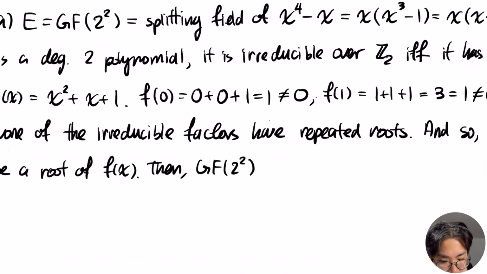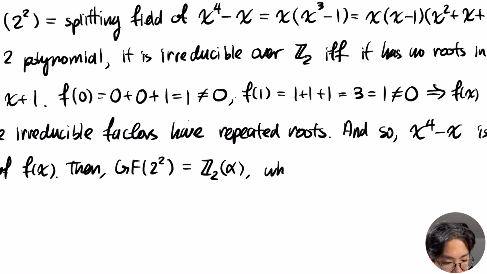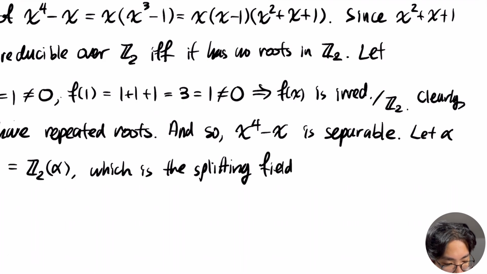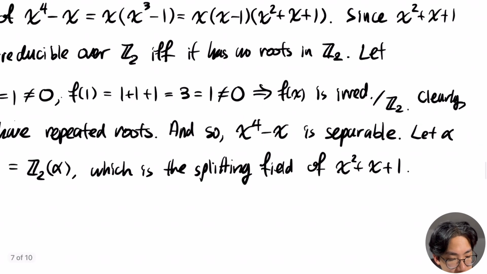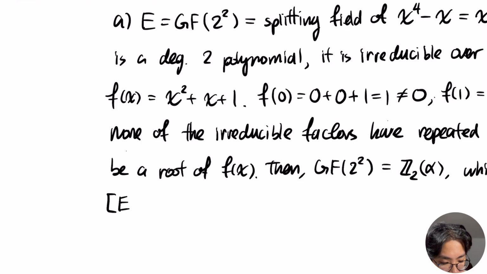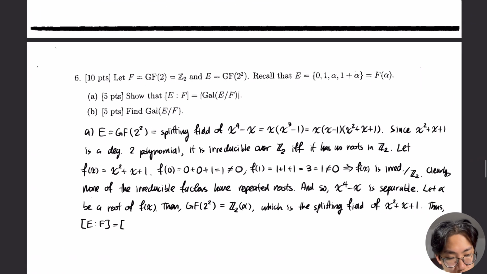GF of 2 to the 2 elements is just simply Z2 joined alpha, which again is the splitting field of x squared plus x plus 1 as well. And so from this, we can conclude that the degree of this field extension here, E over F, which again we can just replace with what they actually are.